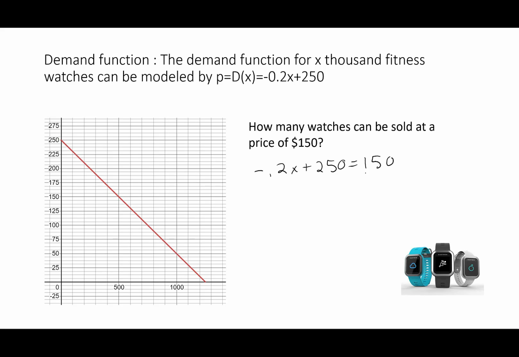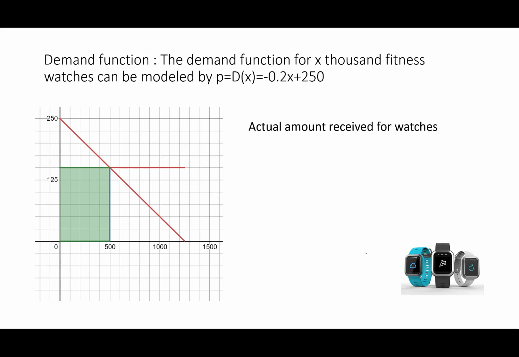So to solve this, I'm going to move the 250 over. I get negative 0.2x is equal to negative 100. And then I divide by negative 0.2, which is going to end up giving me a positive 500. Our graph displays what we found, that at a price of $150 per watch, we're going to sell 500,000 fitness watches. The green area would show us our revenue. It would be the price times the quantity.